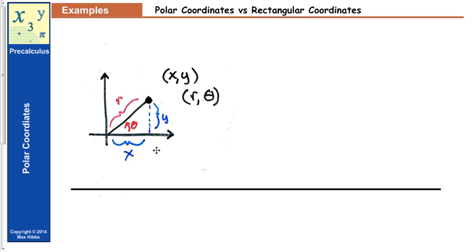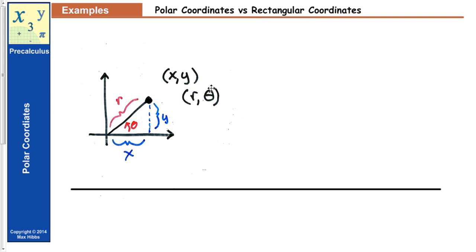Now, let's look at it in terms of x comma y. Then the horizontal measurement would be x units, so that would be along here, wouldn't it? And the vertical measurement would be y units, and so that would be along here.